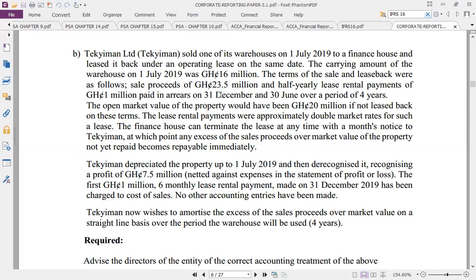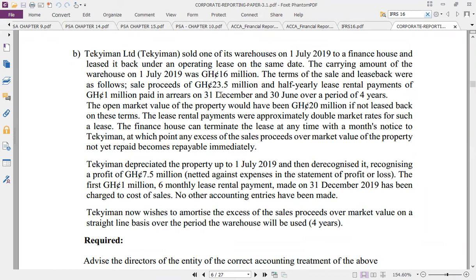And half yearly lease rental payment. Half what? Yearly lease rental payment of 1 million paid in arrears on 31st December and 30th June over 4 years. The open market value, that's fair value. The open market value of the property would have been 20 million if not leased on these terms. So that's fair value of the asset.